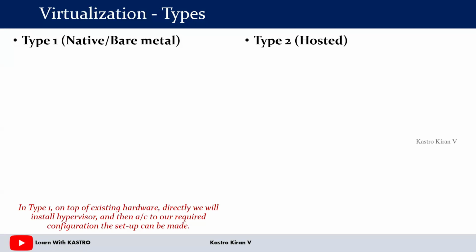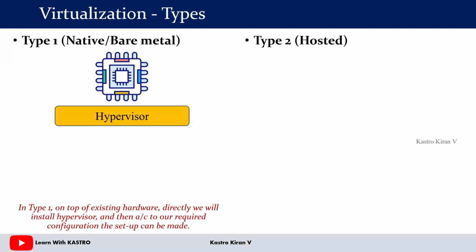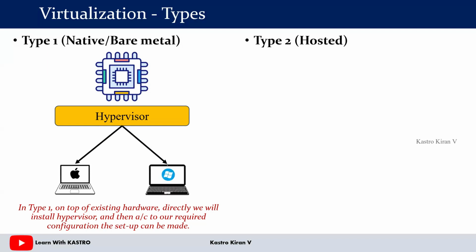Let's take this as a scenario. Let's say I have the hardware components, some 64 GB RAM, 1 TB hard disk, a processor. All these hardware components are available with me. Now, in type 1, I am going to install a software which is known as hypervisor. What is the advantage of using a hypervisor software? I can host multiple operating systems on the same hardware component. That is called type 1, which is also called native or bare metal virtualization.